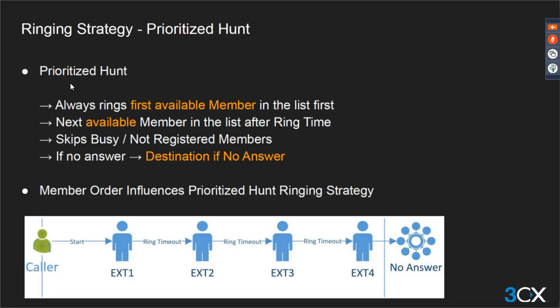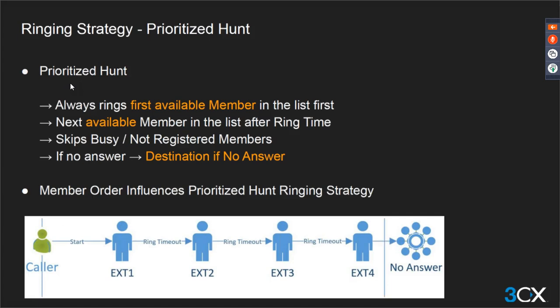The prioritized hunting strategy works as follows. The ring group will always ring the first available ring group member in the list and go from top to bottom. It will ring this extension for the configured timeout, which by default is set to 20 seconds, but this can be increased or decreased as per your requirement. After ringing the extension for the configured time, it will move along to the next available group member. It will keep doing this all the way through the list until the call gets answered, trying the first timeout, second, third, and so on.